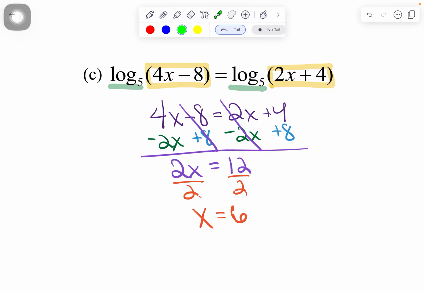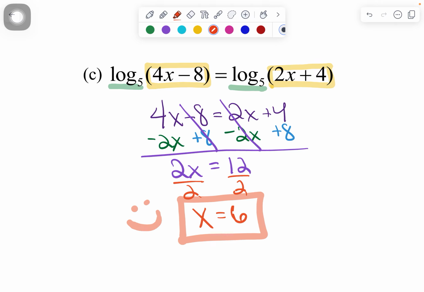But we still do need to double check because I do have logs on both sides. I want to make sure that this 6 keeps both of these expressions positive. So let's pop a 6 up in here. 4 times 6 would be 24. 24 minus 8 is still positive. And I don't really care what the positive number is as long as it's positive. And 2 times 6 is 12. 12 plus 4, definitely a positive number. All right, so after all that hard work, we have a value for x, and it is good.